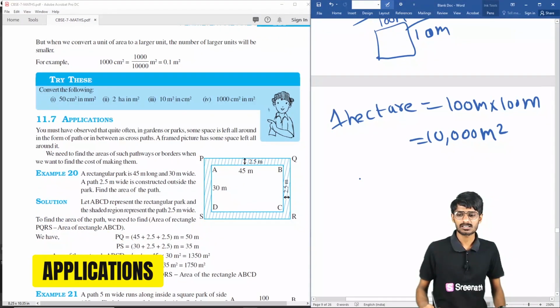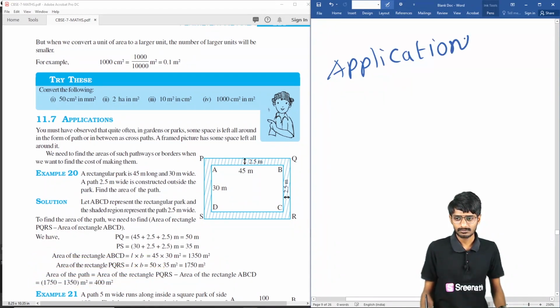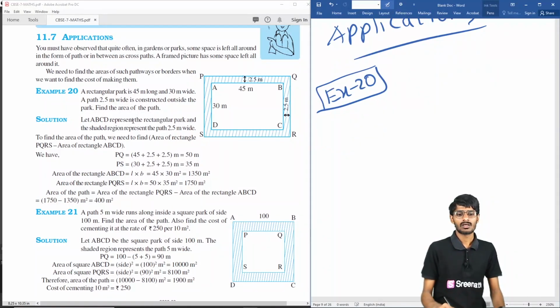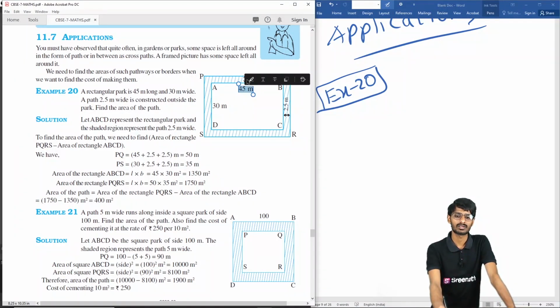And the applications regarding all this we have learnt. Applications, we are going to solve some problems. So example 20. A rectangular park is 45 meters long. This is the rectangular park, and its length is 45 meters and width is 30 meters. And a path of 2.5 meters wide is constructed outside the park. So outside the park, 2.5 meters all around. Students, find the area of the path.